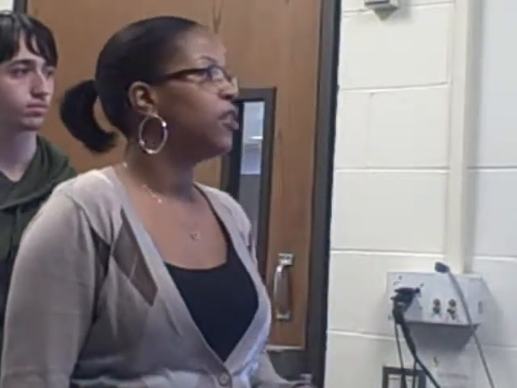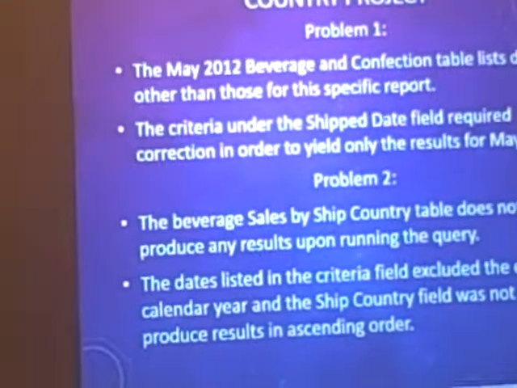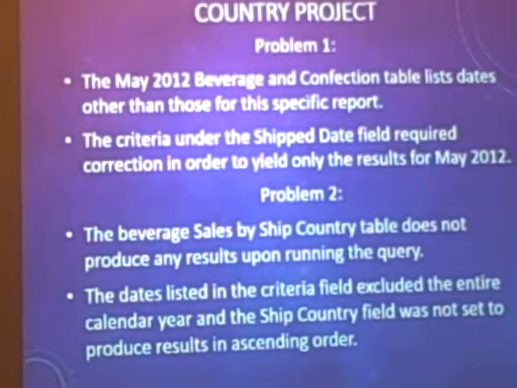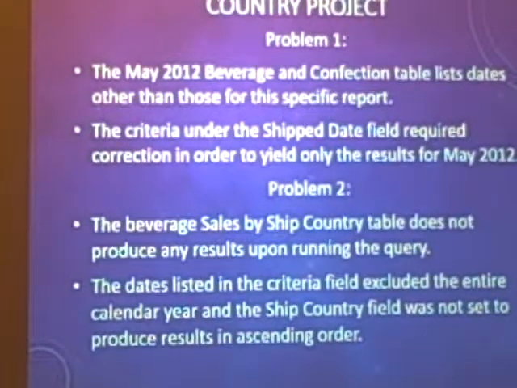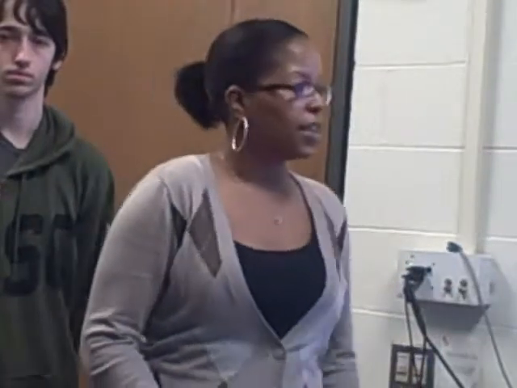And for my section, it required some updating in regards to the May 2012 beverage and confection table. The criteria that was initially in the database was incorrect, and it was bringing up results aside from just May. So I fixed that. The second problem was with one of the queries, the beverage sales by ship country table. It didn't produce any results upon running the query. So I determined that the dates listed in the criteria field actually excluded the data rather than producing results. So I corrected that and then made it so that the results would populate in ascending order.